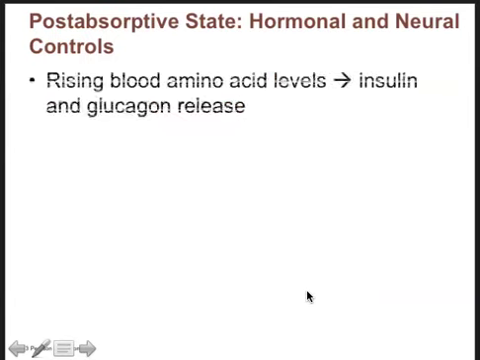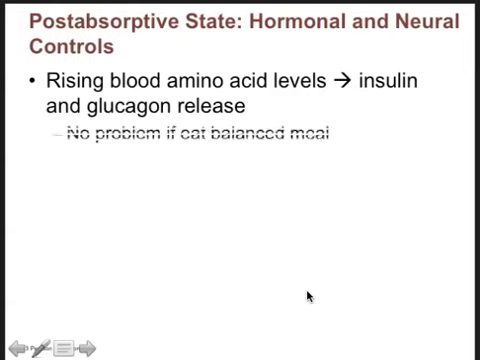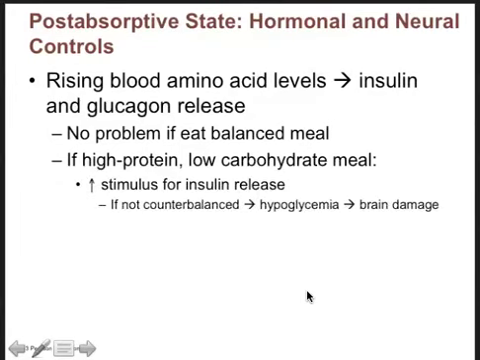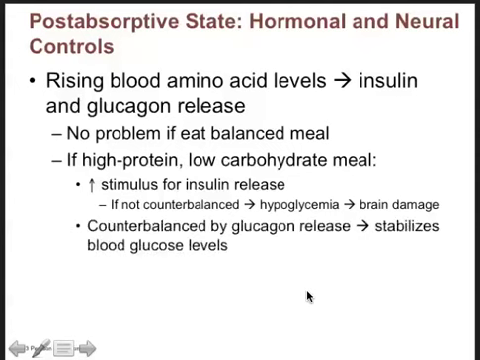So what are some of the hormonal and neural controls that regulate the post-absorptive state? Well, rising blood amino acid levels can trigger insulin and glucagon release. It's not a problem if we eat a balanced meal. If we have a high-protein, low-carb meal, we increase the stimulus for insulin release. If this isn't counterbalanced, this can lead to hypoglycemia, and this can result in brain damage. It's counterbalanced by glucagon release, which stabilizes blood glucose levels.